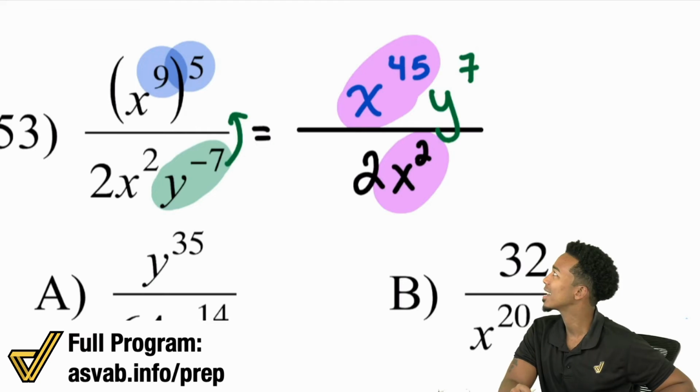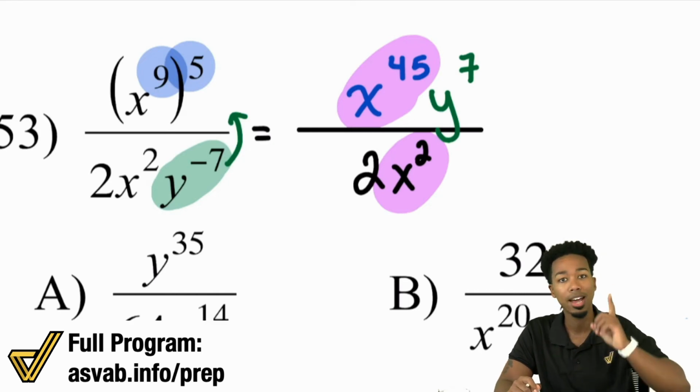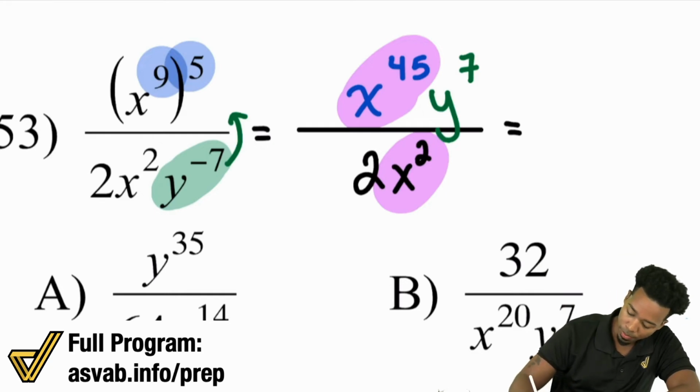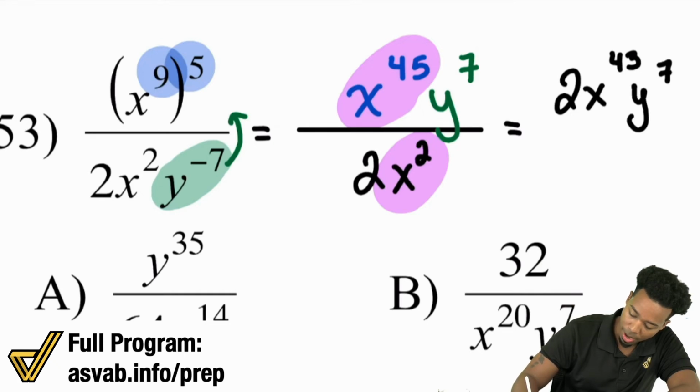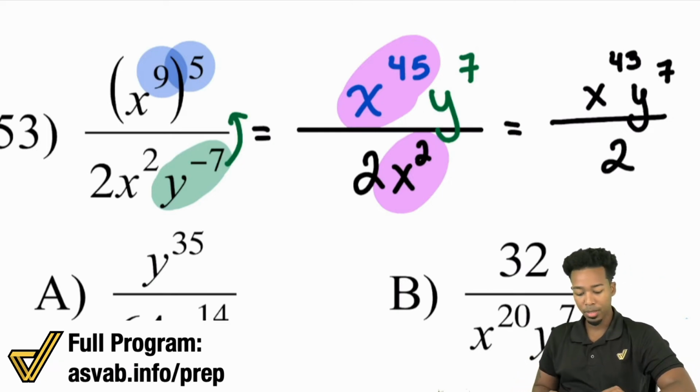And now we have x to the power of 45 over x to the power of 2. 45 minus 2, the difference is 43, leaving you with 43 up top because you have more up top than you have on bottom. And so therefore your answer will be x to the power of 43, y to the power of 7, the 2 belongs in the denominator. Just like that. And so there it is.